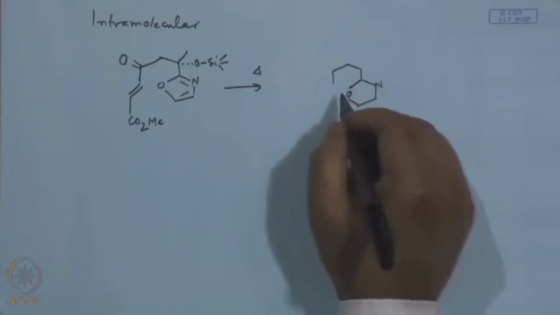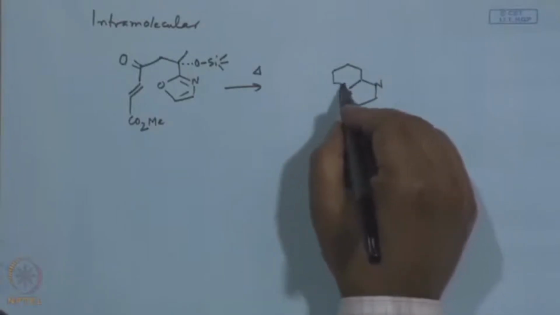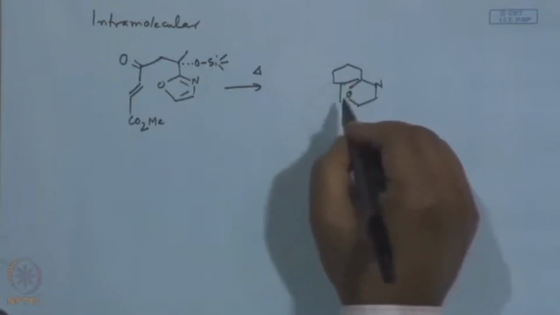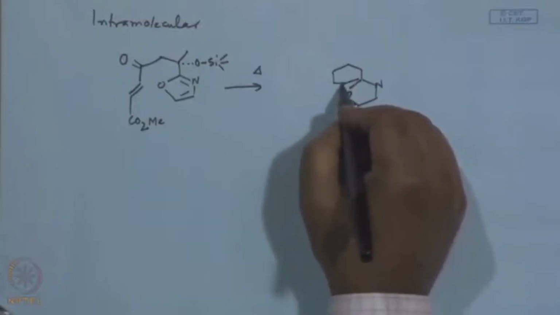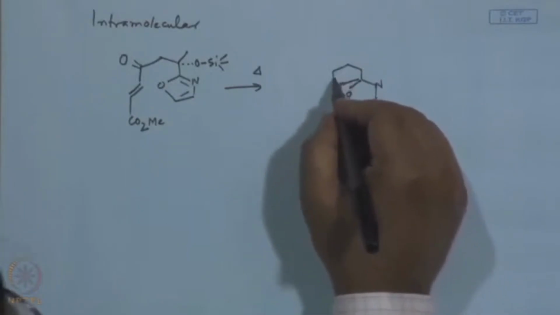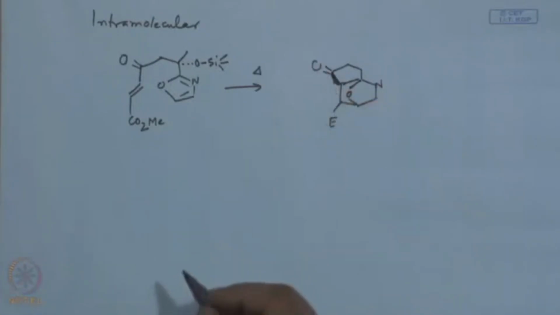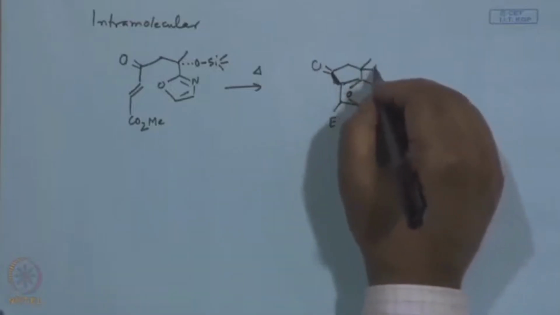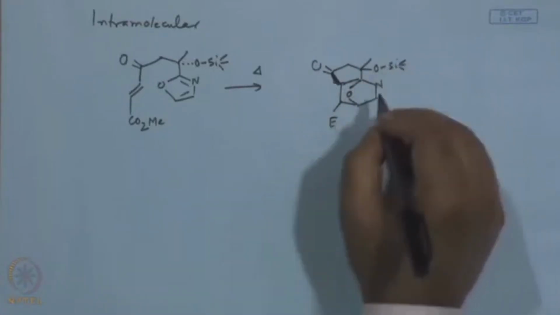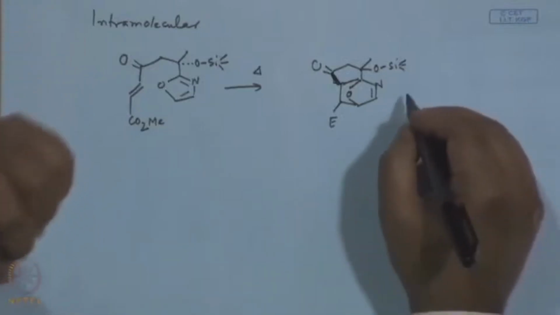So, you can put here, and then a double bond here, and this is an ester, and then alpha to this is a ketone, this is a ketone, and then you have this oxygen, and this is a silyl group, and the double bond will be up here. What next? What next?